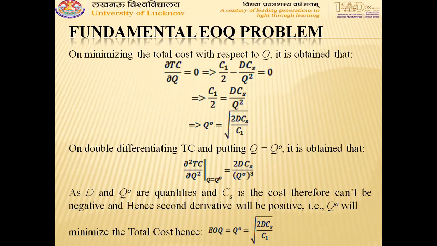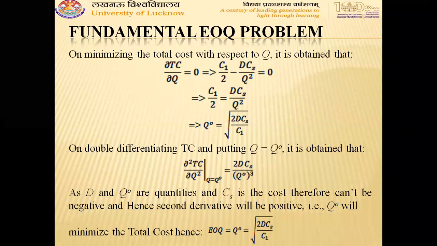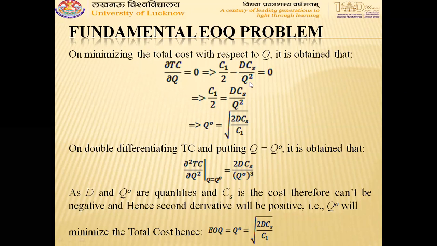On solving it, we would get Q naught is equal to root of 2 D CS upon C1. Since it is under a square root, we can get two solutions, plus and minus, but it is a quantity, so we consider only the plus sign, and the minus sign is ignored. Now we double differentiate the total cost, then it will give 2 D CS upon Q cube. That means the derivative of the first term will become 0, and for the second term, minus 2 will be multiplied and the power of Q will become 2 plus 1, that is 3.